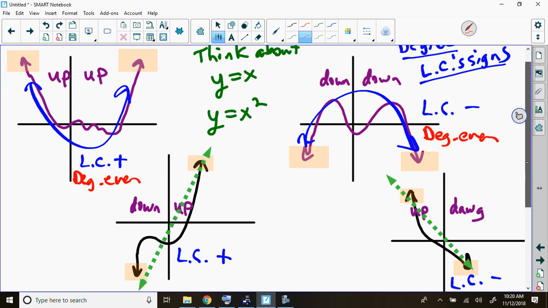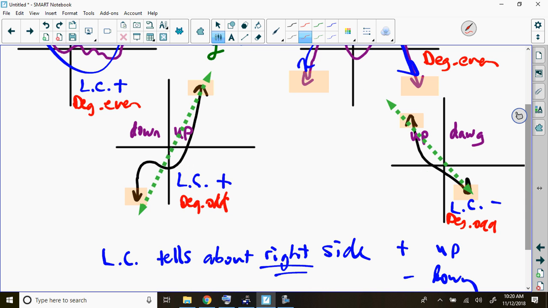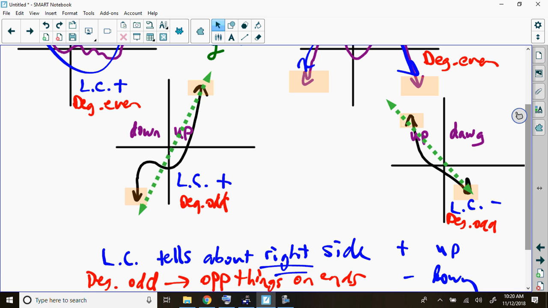What's the contrapositive, or what's the counter statement to that? If the degree is odd, it's going to do the opposite things on the ends. So you might want to make a note to yourself about that. If the degree is odd, then it's going to do opposite things on the ends. Does that make sense? I hope.